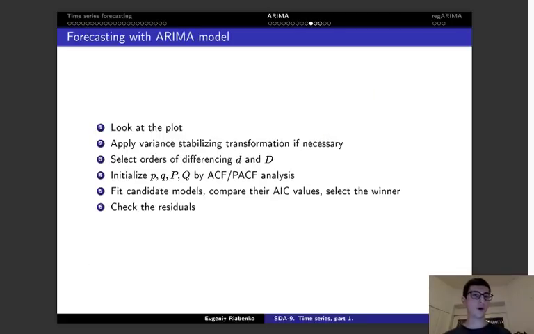So how do we do forecasting with the ARIMA model? First we take a look at the plot and find some particular properties of our graph. If needed, we apply variance stabilization with just a logarithm, or generally with a Box-Cox transformation. We also detect seasonality: weekly, daily, or maybe hourly. Then we select appropriate d and capital D to take differences, to differentiate our time series. We also build visual plots to check whether, with these transformations, we are left with a stationary time series.